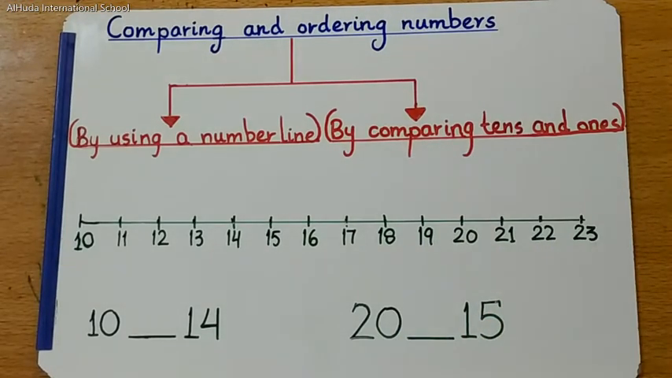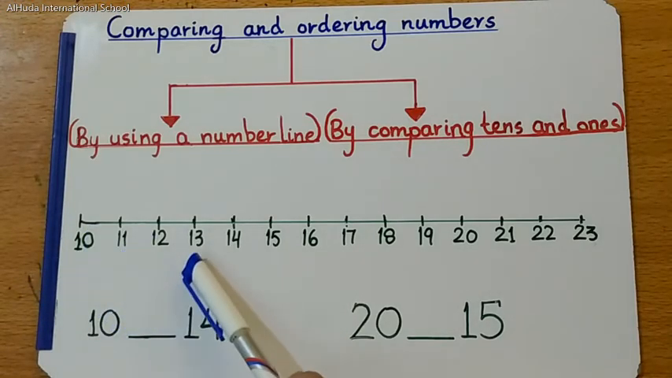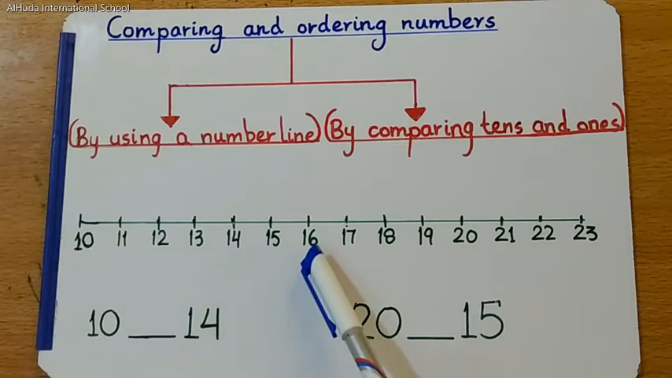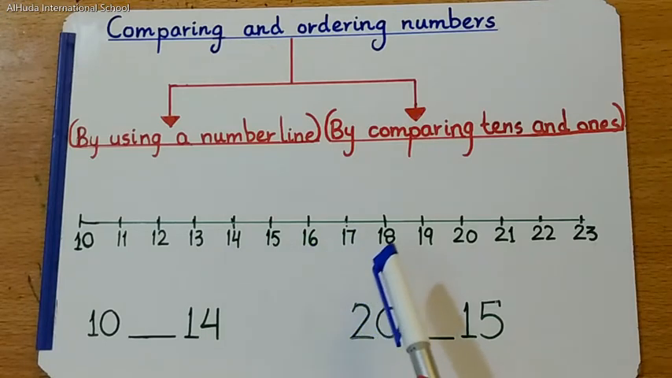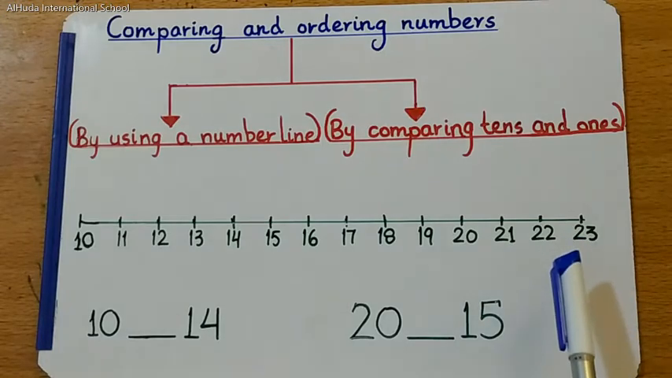Let's read the numbers on this number line together. 10, 11, 12, 13, 14, 15, 16, 17, 18, 19, 20, 21, 22, 23.